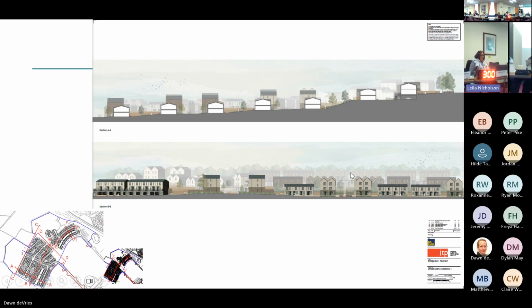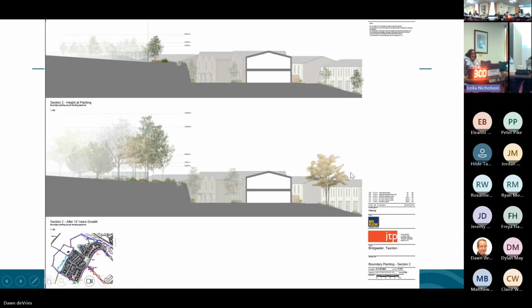But coming on to some more detailed house type drawings. And then here, this is just to show you where that difference is the greatest. And you would have a fairly substantial retaining wall here. But again, this is showing initially, with the planting becoming more established after 15 years.